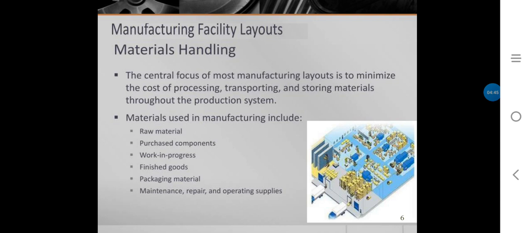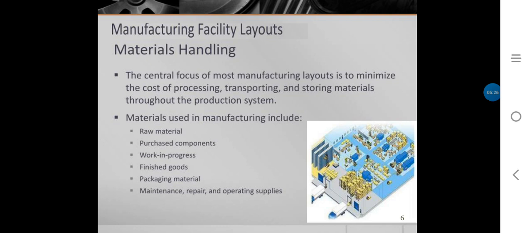The central focus of most manufacturing layouts is to minimize the cost of processing, transporting and storing materials throughout the production system. Throughout this production system, the raw materials, finished goods, or whatever the materials are, are always being transported from one point to another. So material handling is a very important point in manufacturing facility layouts, and the manufacturing facility layout types are built based on material handling.